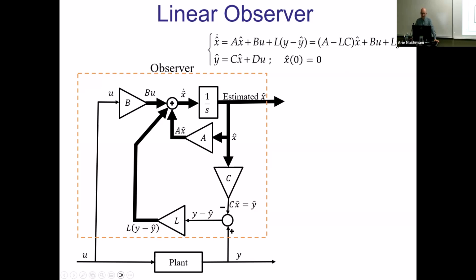Oh, D is 0. Yeah. So D here is 0, so I'm not drawing D here at all. So this is practically the implementation of that formula. You're taking C times X estimated, which is Y estimated, subtracting it from the actual Y, and you get that error, which is here. Multiplying it by L, you get L times that thing, and you're adding that to your original system, which was without that error. This was your original representation of state space. Any other questions so far?